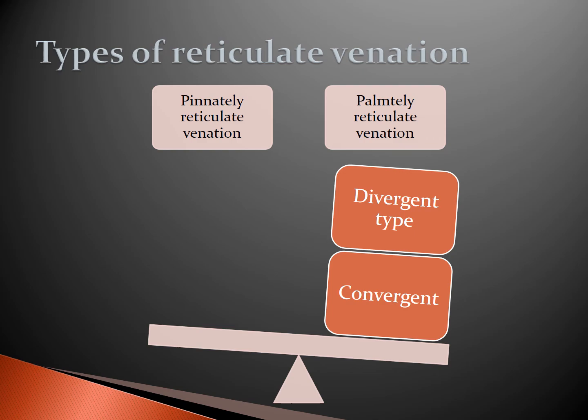When the veins converge to the apex of the leaf, underline that word converge in your book, converge to the apex of the leaf, as in Indian plum or Ziziphus. These are examples for the convergent type of venation.